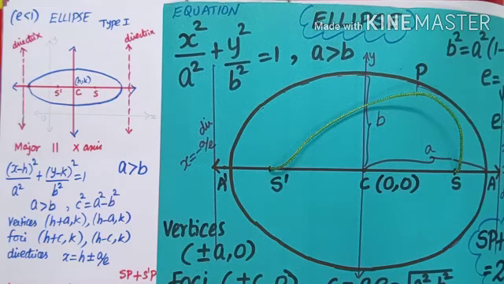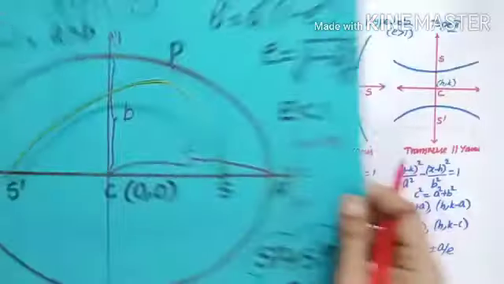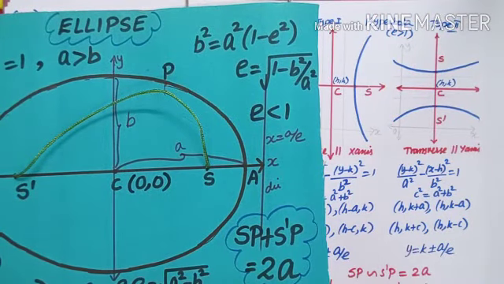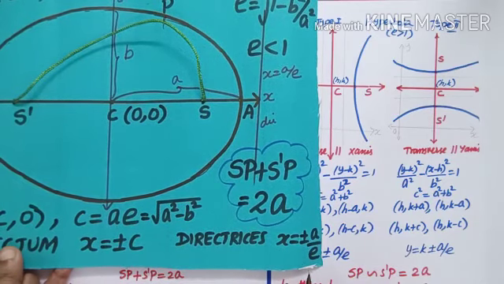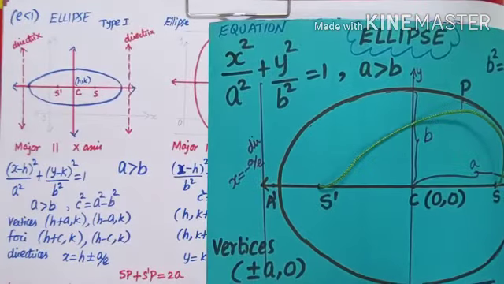For directrices, we learnt x is equal to plus or minus a by e. With that, add h. X is equal to h plus or minus a by e.